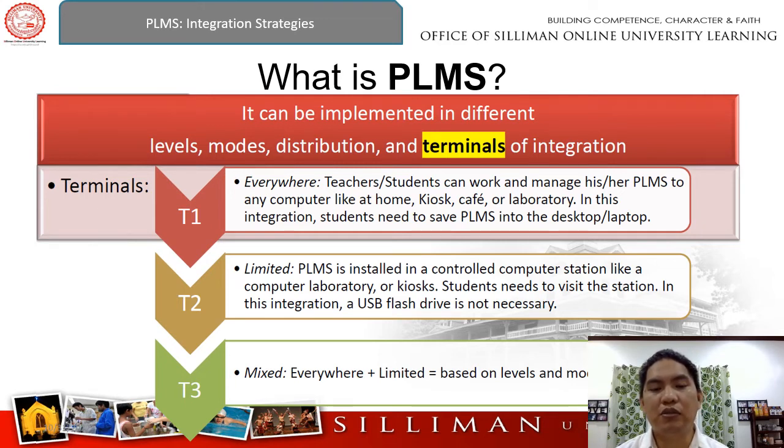The second is limited. So the PLMS is installed in a controlled computer station like a computer laboratory or kiosk. The student needs to visit the laboratory in this case, or the particular station. And in this integration, a USB flash drive is no longer necessary, but they can access the PLMS on a network setup. The third one is actually mix. So everywhere plus limited, based on the levels and the mode of your implementation. You can actually mix it up, whichever would best work for you.